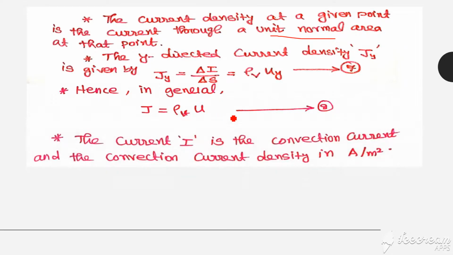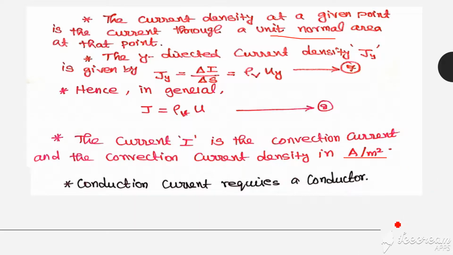So the current I is the convection current density, and the convection current density is in ampere per meter square. We already know current density, it is ampere per meter square. Conduction current requires a conductor. So up till now we have discussed about convection current. So next we move on to conduction current.